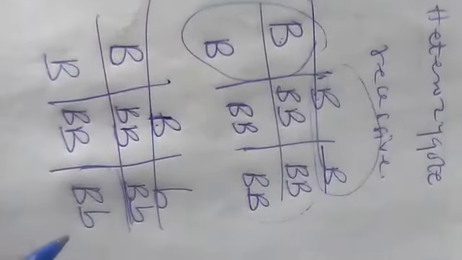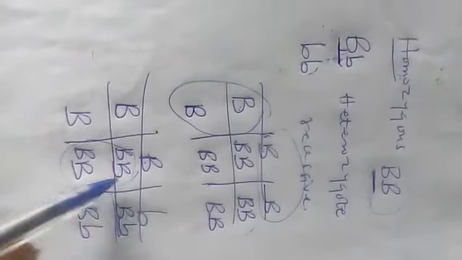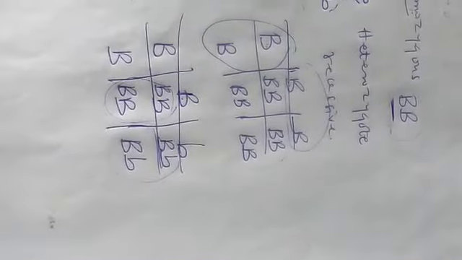So half of the offspring are going to be homozygous dominant, and half are going to be heterozygous dominant. That is it for the second one.